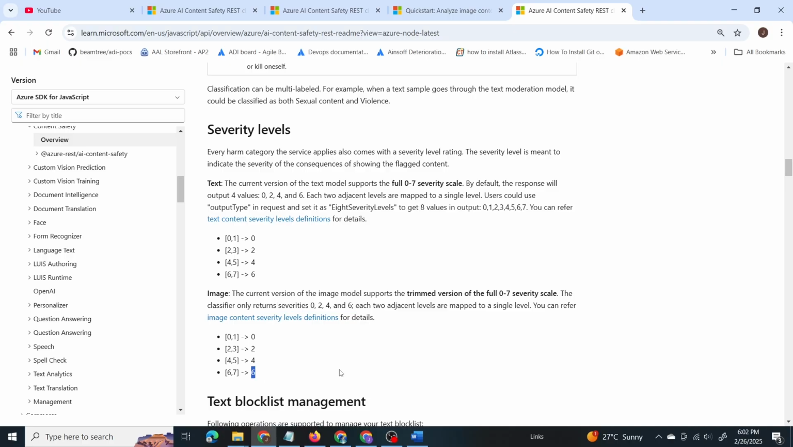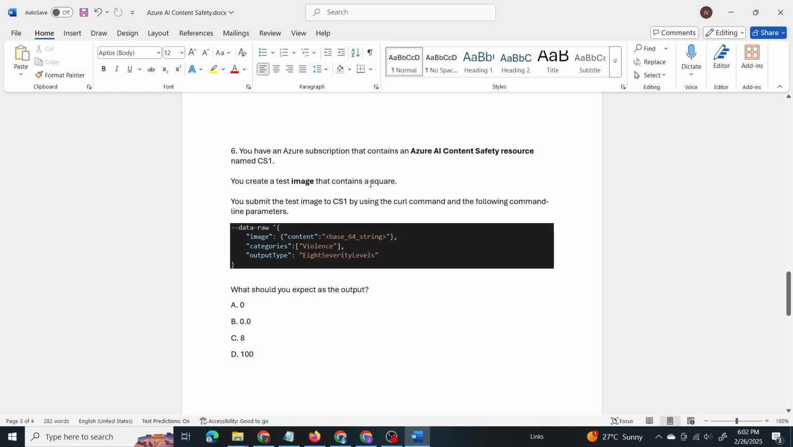Now let us get back to the question. The image we are passing is a square. So it is a non-harmful image, or non-objectionable content. So what will be the output, or what will be the severity level of the image? The severity level is 0 because the image is harmless. So the output is 0.